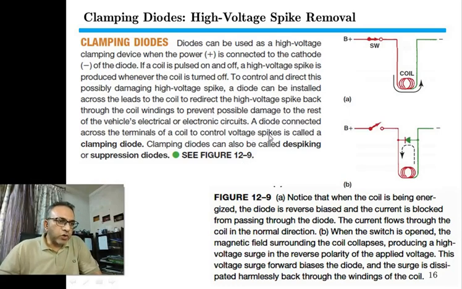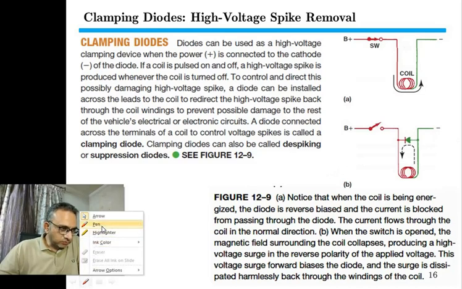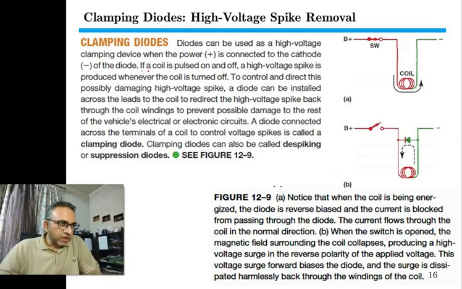So a diode connected across the terminal of a coil to control voltage spike is called a clamping diode. A clamping diode can also be called a de-spiking or suppression diode. Right. So what is the meaning of this sentence? If a coil is pulsed on and off, a high voltage spike is produced whenever the coil is turned off.